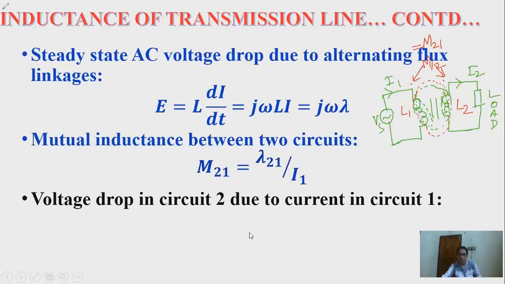So the voltage drop in circuit 2 due to current in circuit 1 can be written, just by substituting this expression, as j omega, and instead of L we write here M21, that is mutual inductance, into I1. It can be written as E2 equals j omega M21 into I1, which equals j omega into lambda 21.